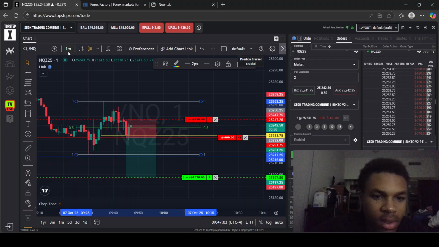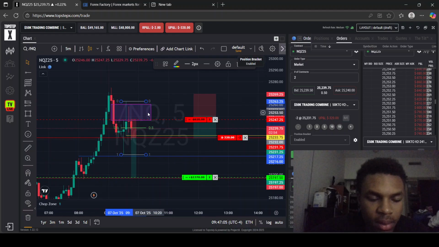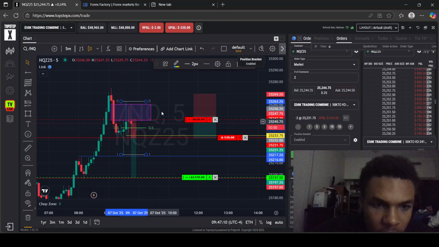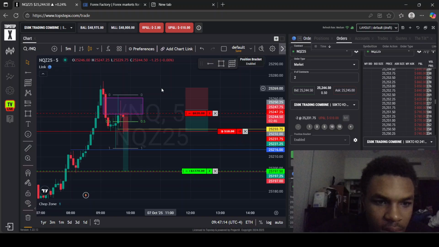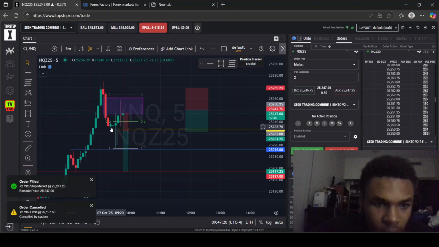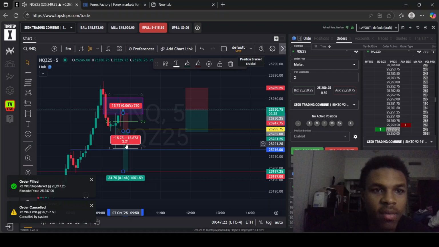Why would I? Let me see. Reject the 5 minute. What are we doing? Yeah, this is literally straight 5 minute consolidation. This is why I watch trades from the 5 minute. Order filled. That's why I watch my trades from the 5 minute.